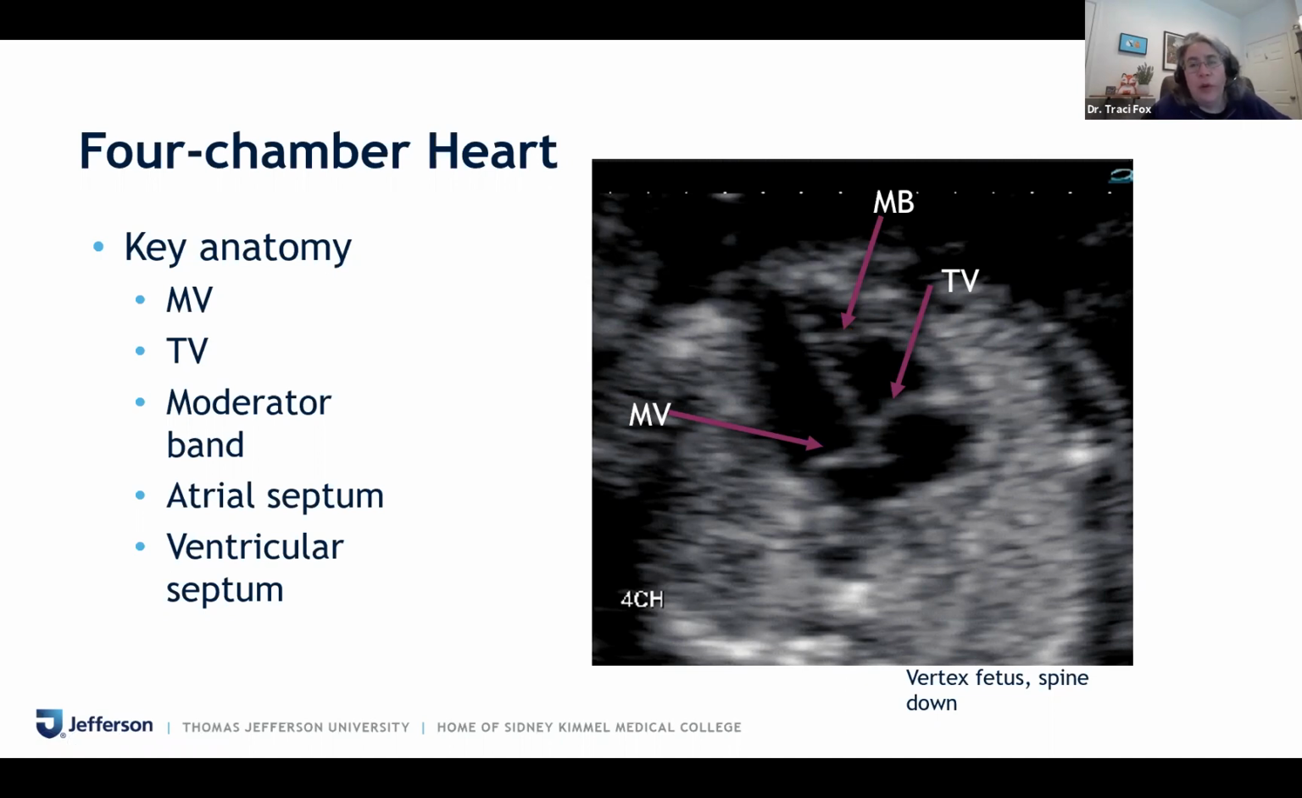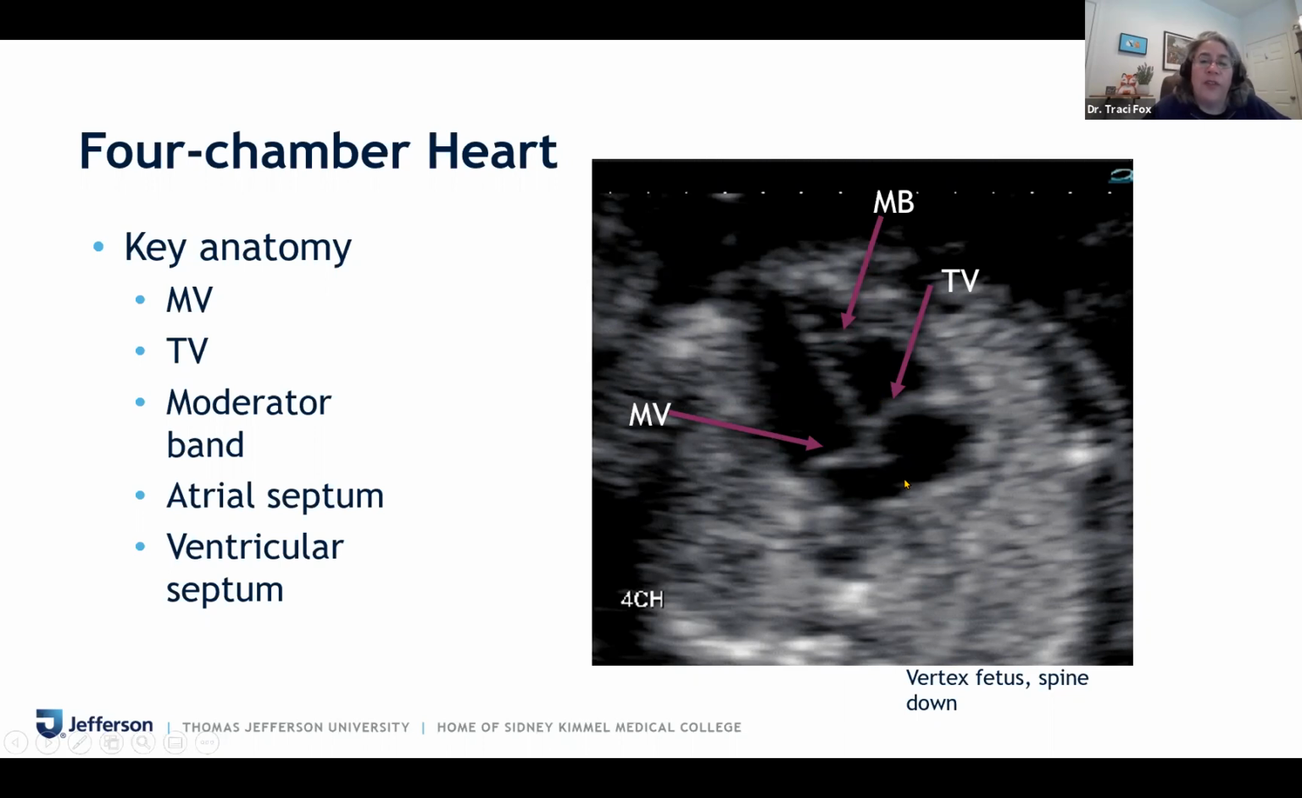So for example, in a corrected transposition of the great vessels, where the right and left ventricles switch places, if you see the moderator band over here, even though that would normally be the left ventricle, because you see the moderator band, you know for a fact that that's a morphologic right ventricle. So it's very important to identify the moderator band to confirm, yes, this is the right ventricle.